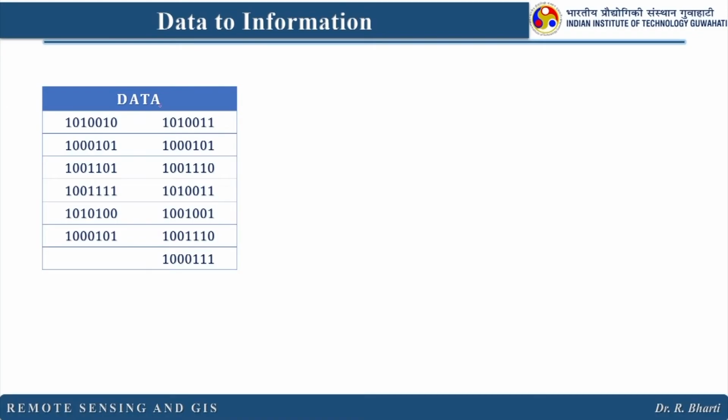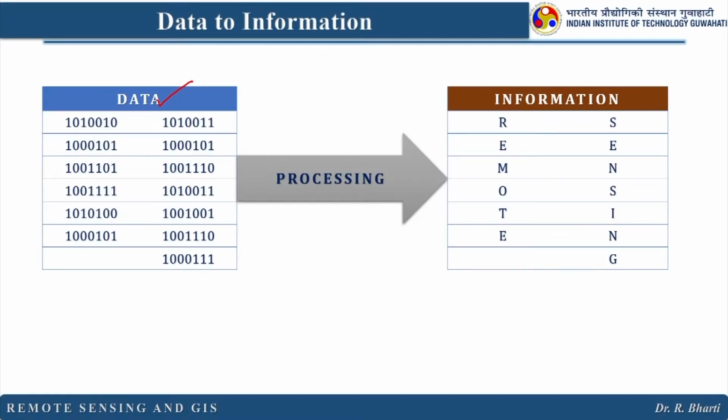I have an example for you. So you can see this is your data, right? So these are some numbers. If I am not an expert in analyzing these numbers, for me it is useless. For me it may be meaningless data, but for you it may be of use, right? Because you know how to interpret this data. So you can see here, after processing you can transform this data into information and you can identify some letters here, right? So that is the difference between data and information. I hope it is clear to you.